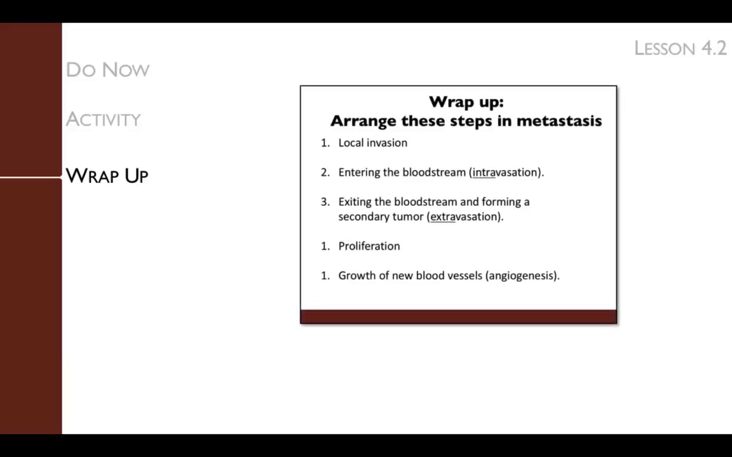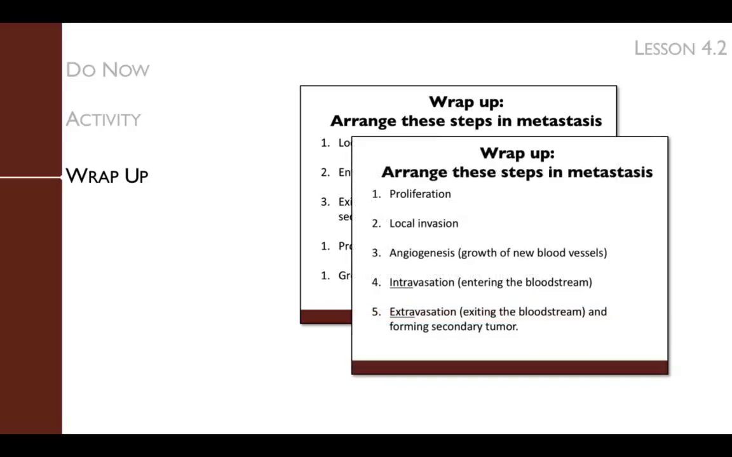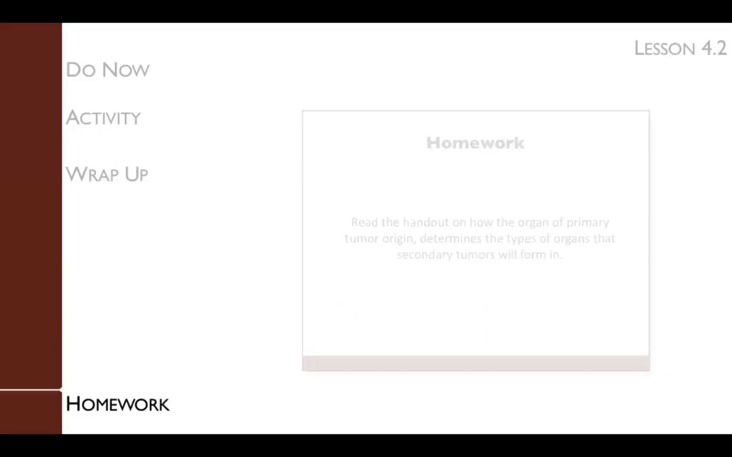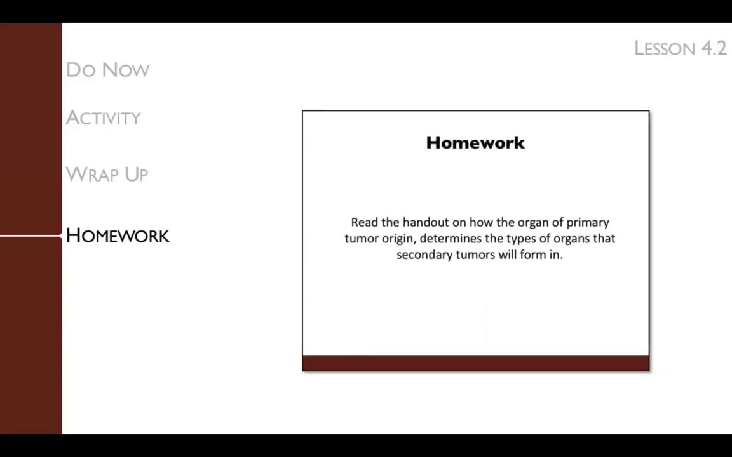Students should be able to arrange these steps of metastasis in the correct order, from proliferation to migrating to forming a new tumor. Remember, cancer cells have to exit the bloodstream in order to form a new tumor or metastasis at a secondary site. For homework, have students read the handout on how the organ of tumor origin determines the types of organs secondary tumors will form in.